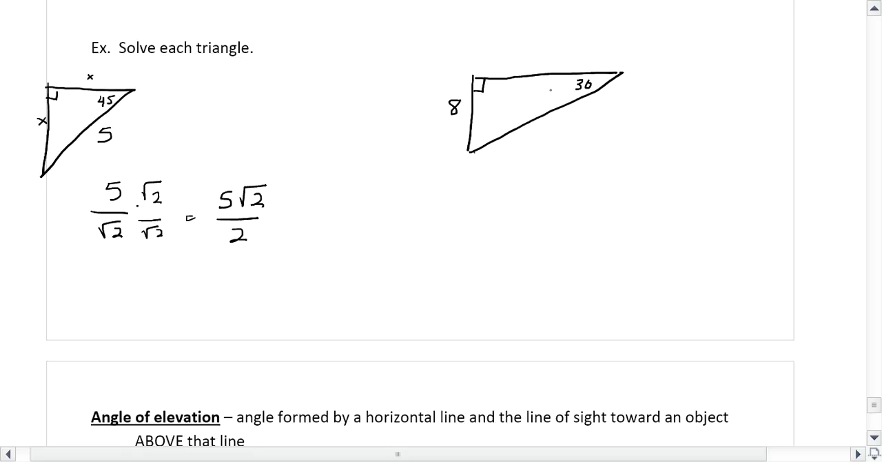Likewise, your work is so much easier here. If this is a 30, we know this is a 60. We need to find the other 2 sides. If the short leg is 8, we double that to find the hypotenuse. Hypotenuse is 16. And then to find the long leg, we multiply by square root 3. And that's it. You're done. No trig. So please do memorize or know how to build the special case triangles.